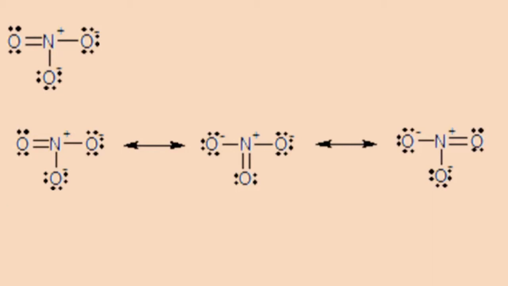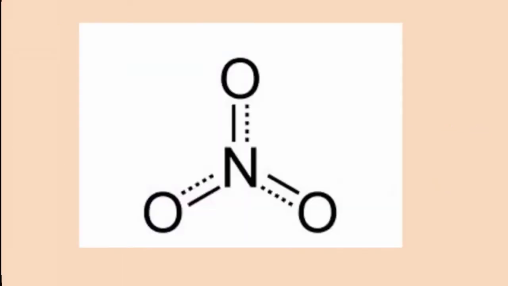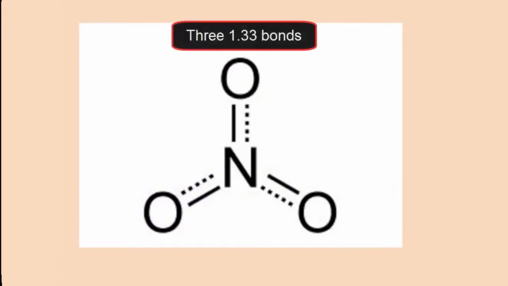Experiments show that the bond length between the nitrogen and the oxygens are all the same. Therefore, the realistic Lewis structure would be represented as this Lewis structure. In this Lewis structure, we see that the bond lengths between the nitrogen and the oxygens are all the same.